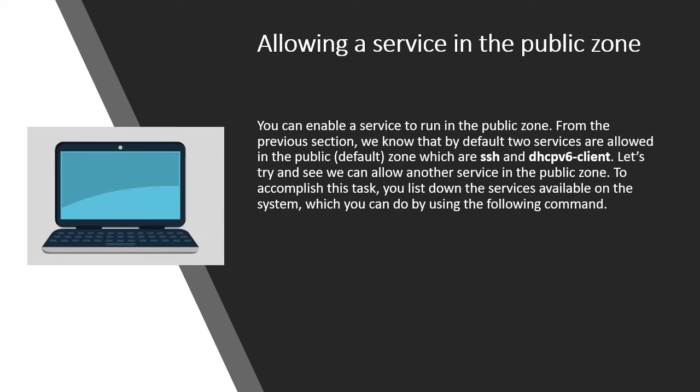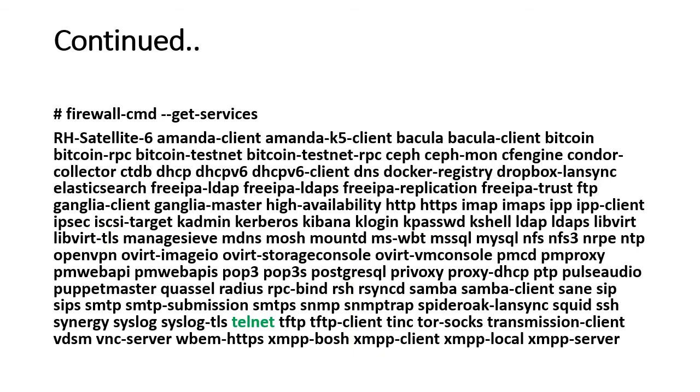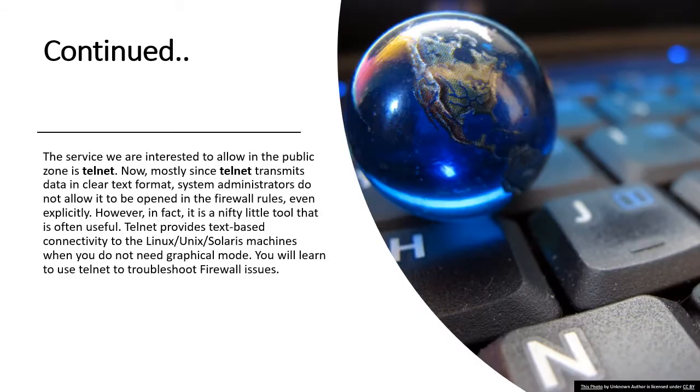To accomplish this task, you list down the services available on the system, which you can do by using the following command. The command is firewall-cmd --get-services. We have a long list here, but our attention is on the service called telnet. The service we are interested in to allow in the public zone is telnet.